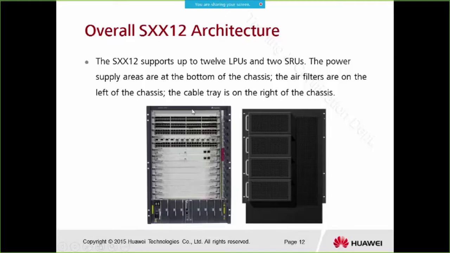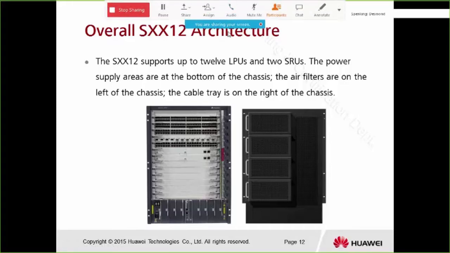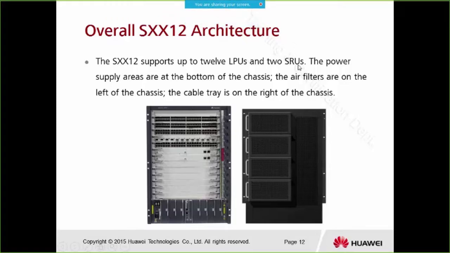For the S9712 or 7712, they support up to 12 LPUs and 2 SRUs. The SRU is the main control board. It is named the switching routing unit. The power supply areas are at the bottom of the chassis. The air filters are on the left of the chassis, and the cable tray is on the right of the chassis.